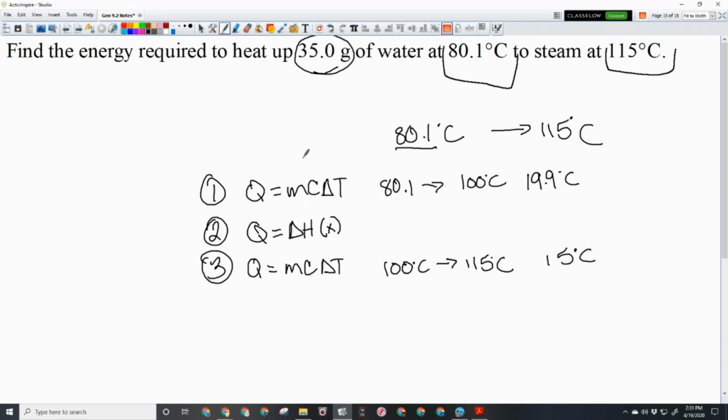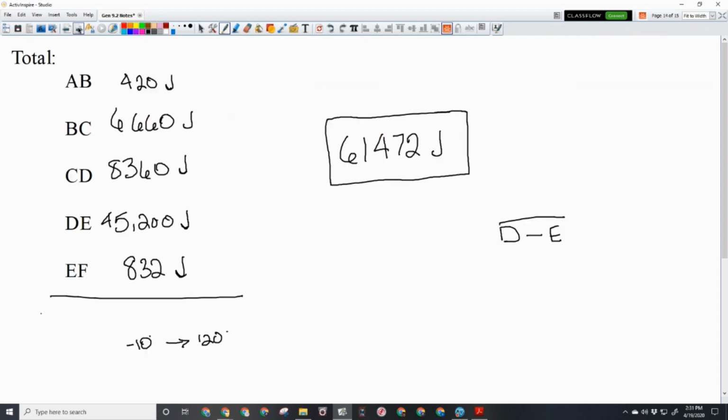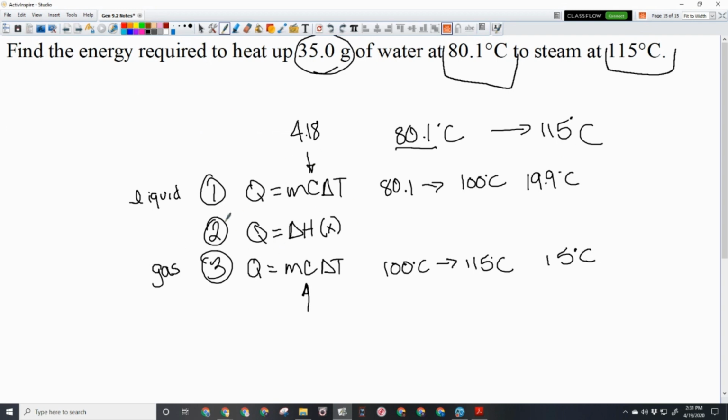Now, another thing that you're going to have to be aware of is here is liquid phase, and here is gas. So the C is going to change. For liquid water, it's 4.18. For steam or gas, it's going to be 2.08. So make sure that you see that you have two different numbers for that. Now, once you get this all calculated, you just add those together, and that's the total amount of energy that you need for this problem, those three segments.